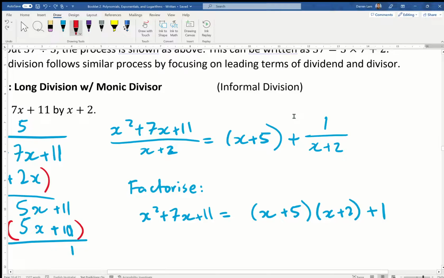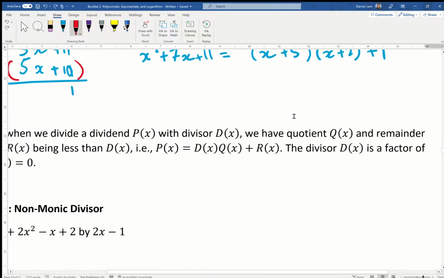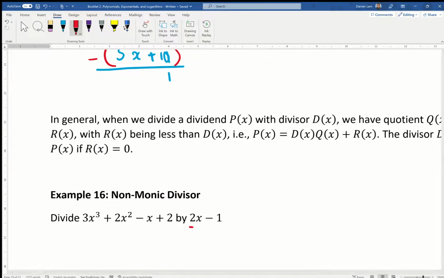Would we like me to go through an example where the coefficient of the divisor is not 1? Yes. Yeah, thank you for being very, very quick about that.